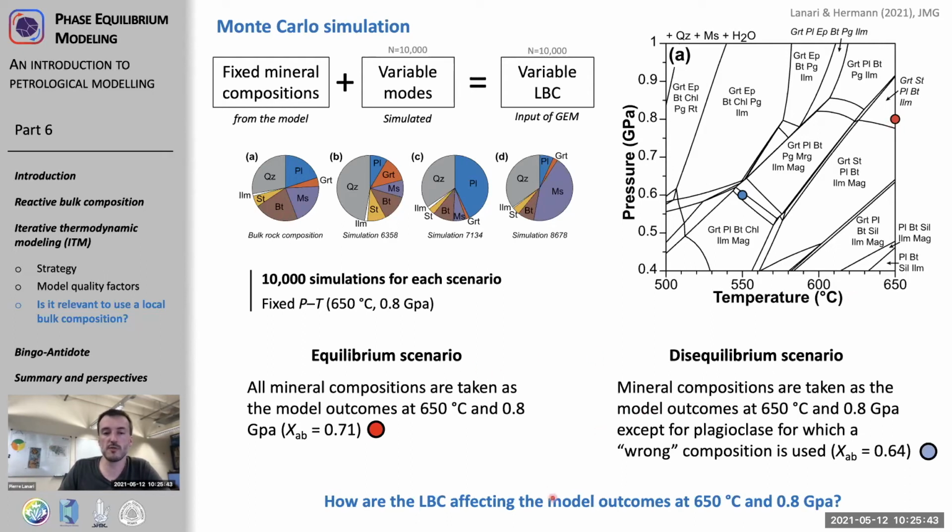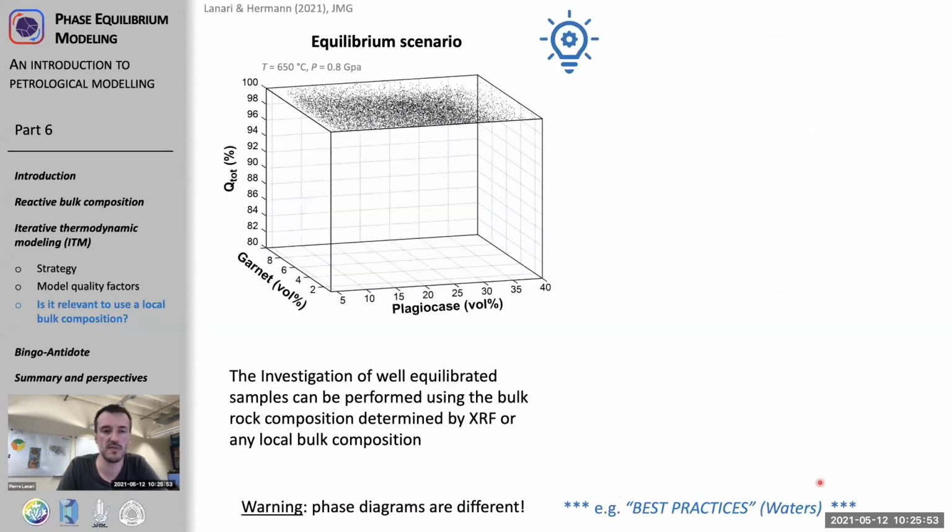So we have two different scenarios, and the question is, how are those local bulk compositions affecting the outcome of the model at 650 degrees and 0.8 GPa? So let's start with the equilibrium scenario. I calculated the Q total value for all the models that I generated, 10,000.